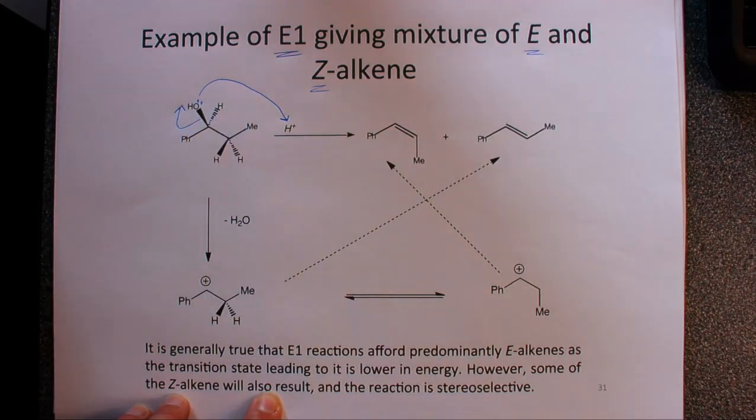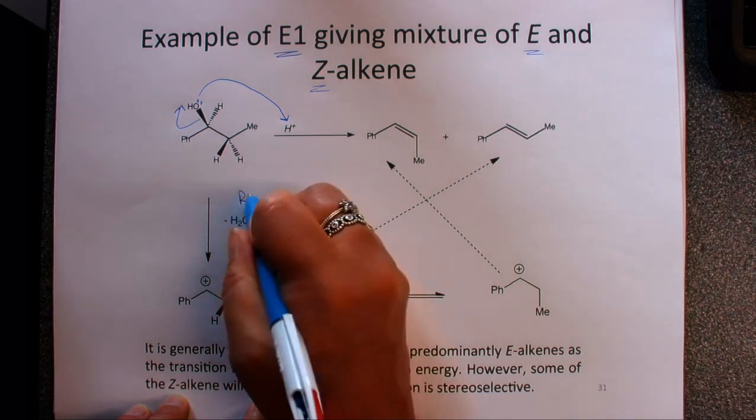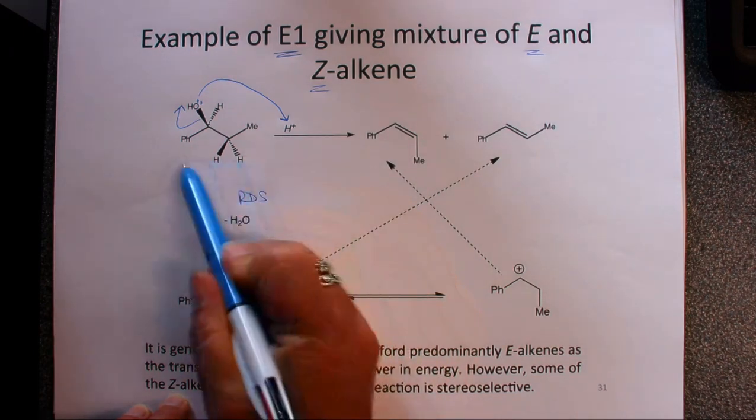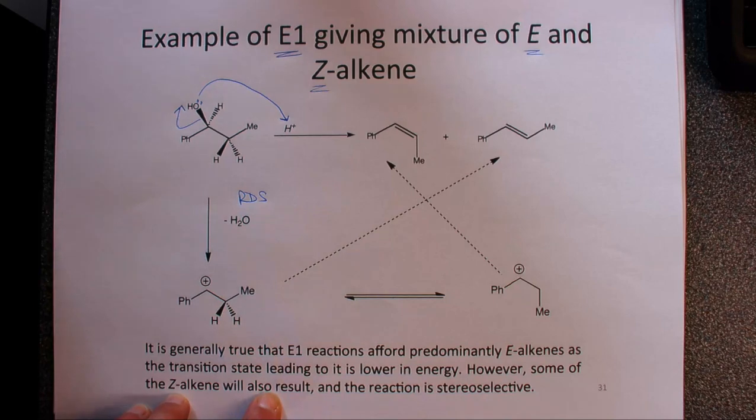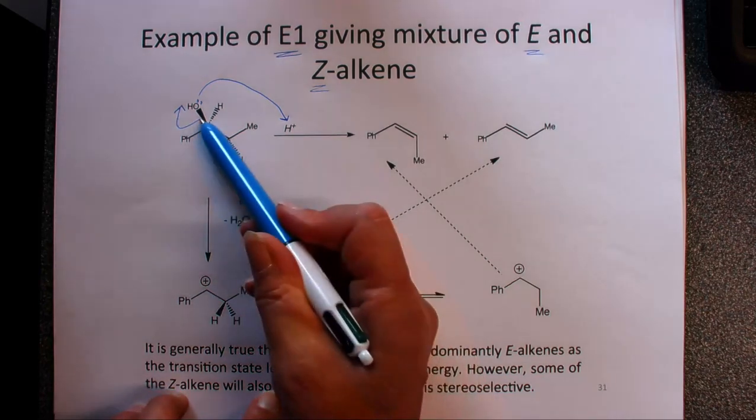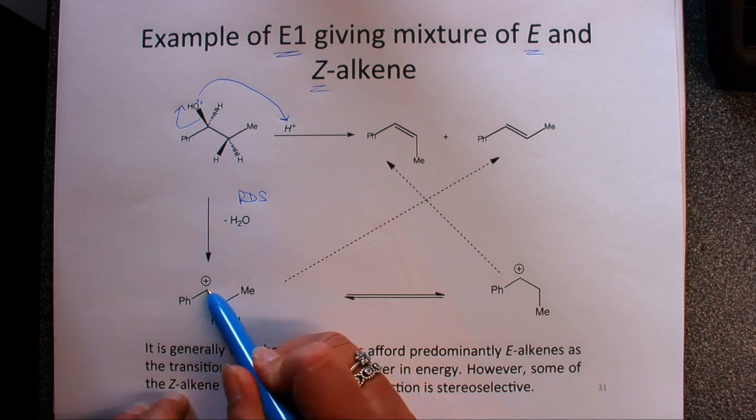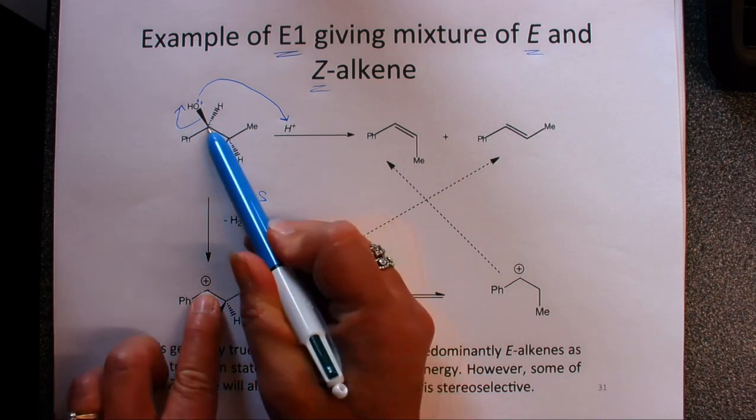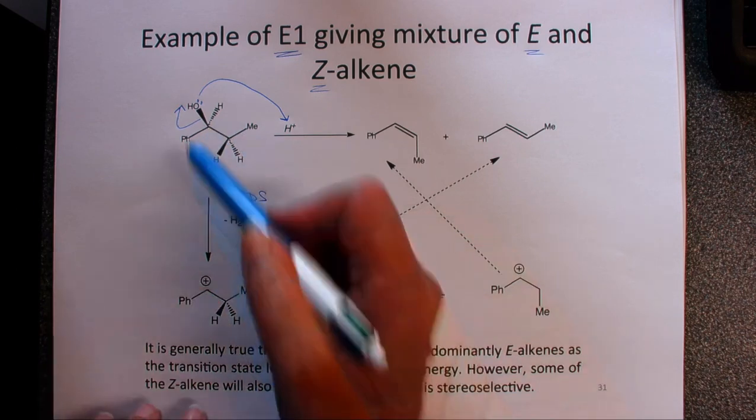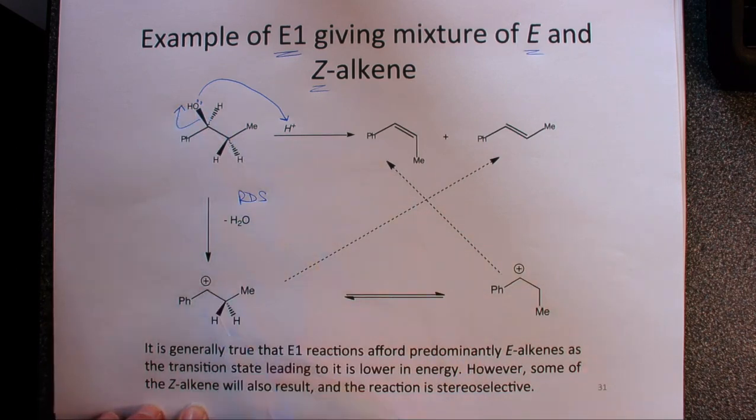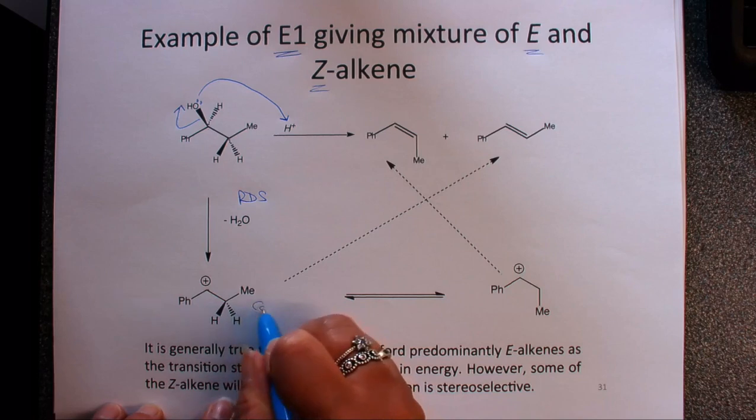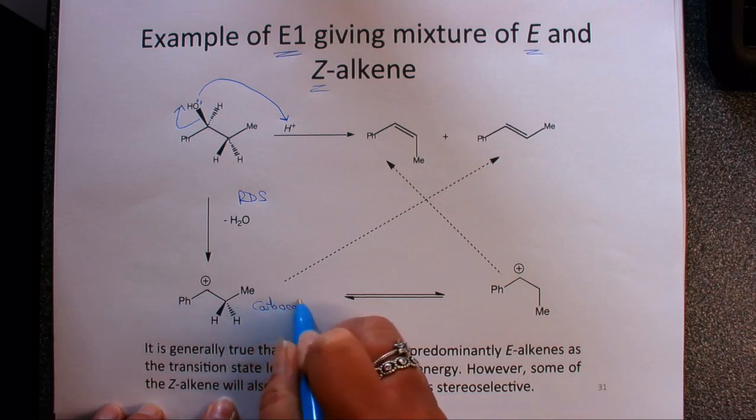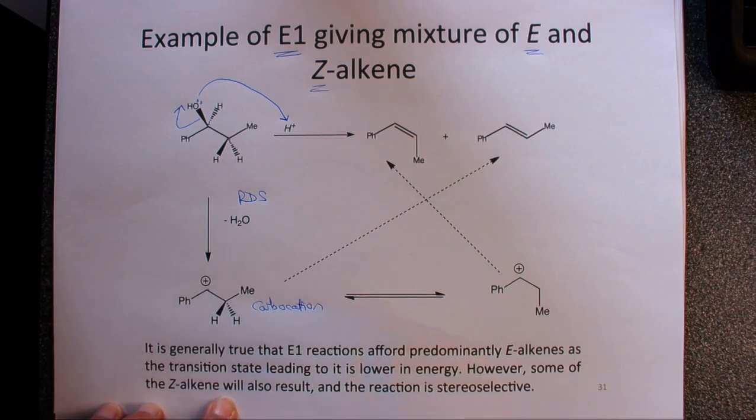That will depart in our rate determining step, and only the substrate is involved in the reaction. The base isn't involved at this point. So we'll break that off. That will give us this carbon here. It's the same as this carbon here. Positively charged because it's lost its bond, so that gives us our carbocation. So this is our carbocation formed in the rate determining step of the E1 reaction.